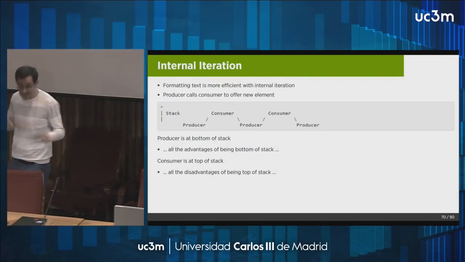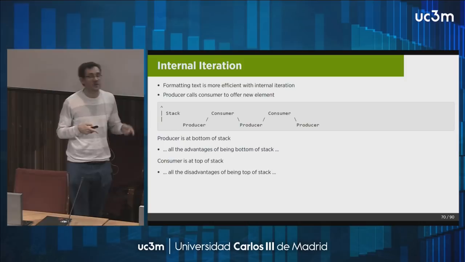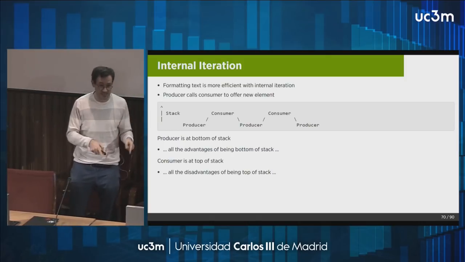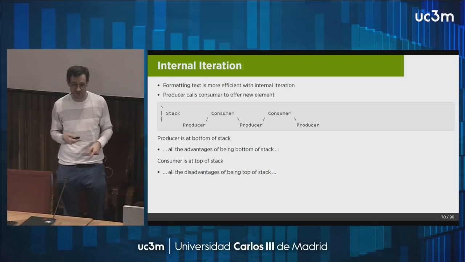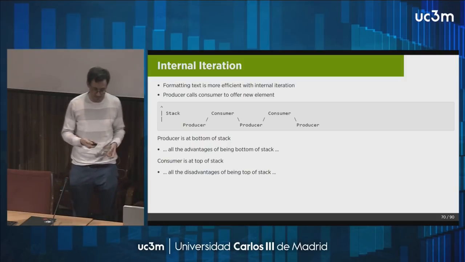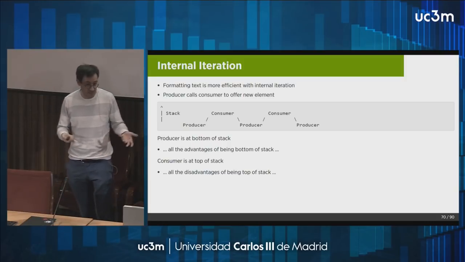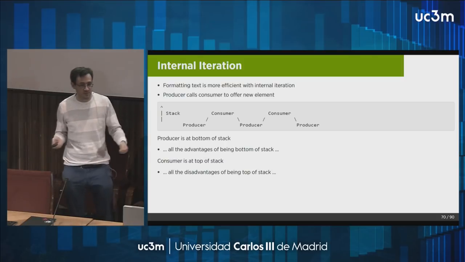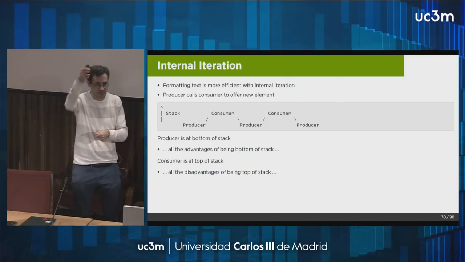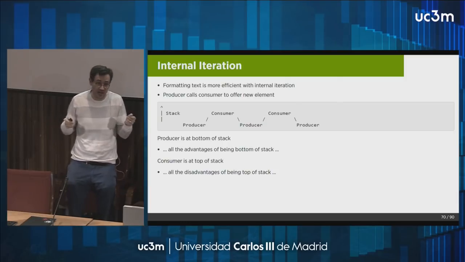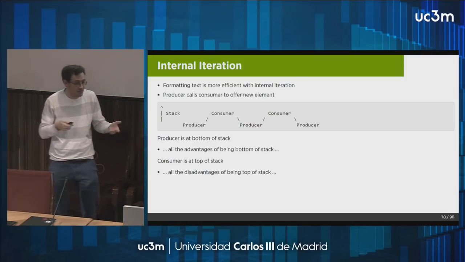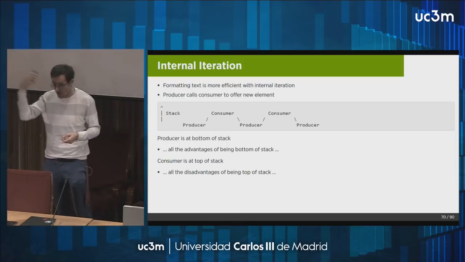Now, text formatting is actually more efficient with internal iteration. Internal iteration just turns the roles around. You have the producer sitting at the bottom of the stack and the consumer at the top of the stack. If you look at the implementation of std::format, that's how it's implemented. There is an algorithm running, and every time it comes up with a new character, it just says, oh, I have a new character. Here, consumer, take it. And the consumer does something pretty simple: it usually just adds it to a container. That can be written quite efficiently on the top of the stack.